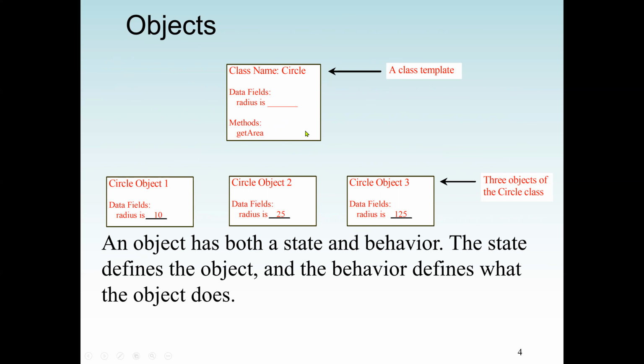Now, if we are writing code in the main method, we are going to create an object from the class. A class doesn't have any memory space, nothing. It's just the template. But now we can use the template to create an actual object of type Circle class. So we have circle object 1. The radius is 10. We can create as many objects as we want. Here we have circle object 2. The radius is 25. Circle object 3. The radius is 125. So an object has both state and behavior. The state defines the object, such as the properties or characteristics of the object. The behavior defines what the object does. For example, to find the area of a circle or the perimeter of a circle.